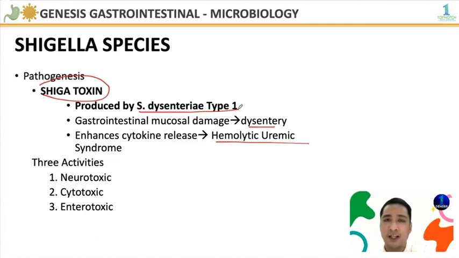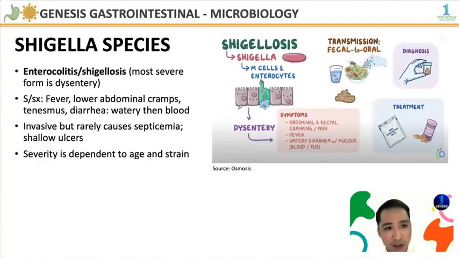For clinical correlation, hemolytic uremic syndrome in children is typically accompanied by diarrhea caused by Shiga-like toxin, which is also seen with EHEC. Both EHEC and Shigella can have hemolytic uremic syndrome. So the patient will present with a severe form of dysentery, enterocolitis, and shigellosis.